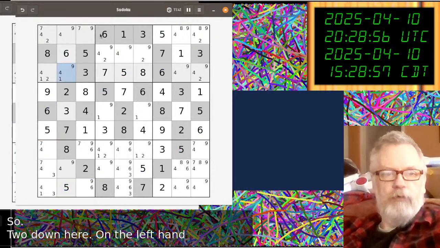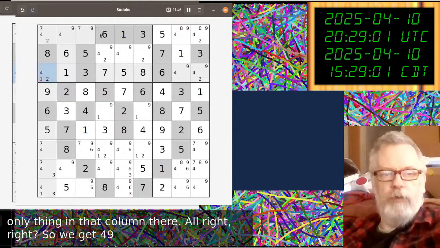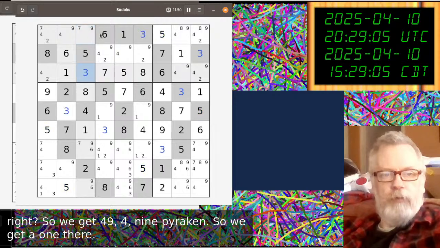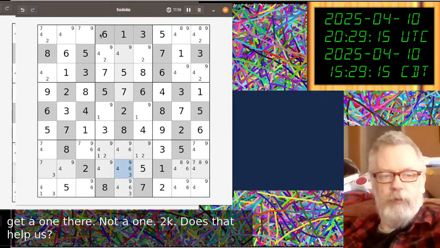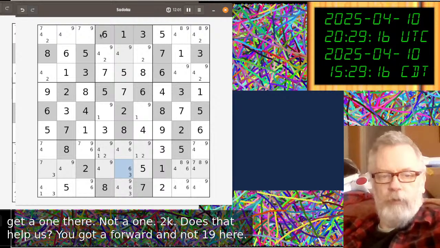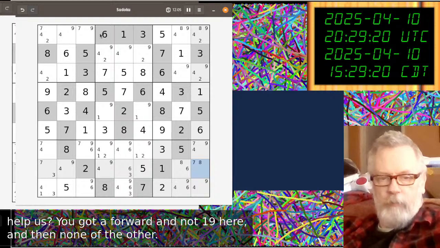All right, so we get a 4, 9, 4, 9 pair again, so we get a 1 there. Okay. Does that help elsewhere? Yes, it does. We get a 4, 9, 4, 9 pair, meaning that none of the other cells in the row can have either a 4 or a 9 in them.